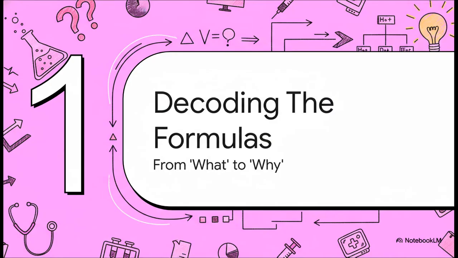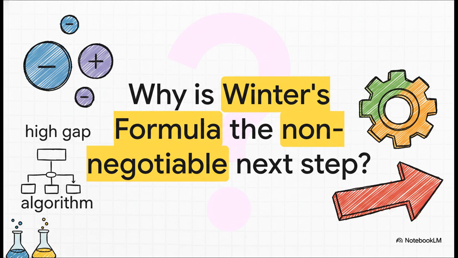Okay, in the real world, especially in the ICU, a patient rarely walks in with just one pure, clean disturbance. So let's really decode these formulas and move from just the what to the crucial why. Let's start with a foundational question. You've got a patient, you've identified a high anion gap metabolic acidosis. Why is Winter's formula the absolute non-negotiable next move?